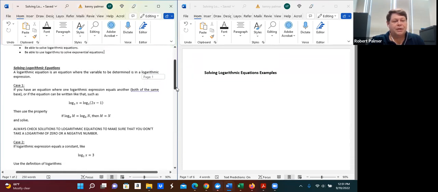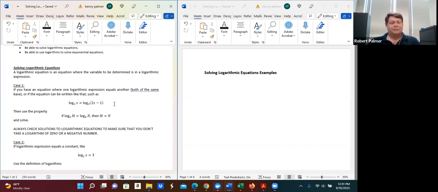A logarithmic equation is an equation where the variable you're trying to find is inside a logarithmic expression. So something like this. In fact, we'll solve this one in just a moment. As you can see, we're taking the log of x, and so x is what we're trying to find. We need some way to get rid of the log, or undo the log, to be able to solve it.